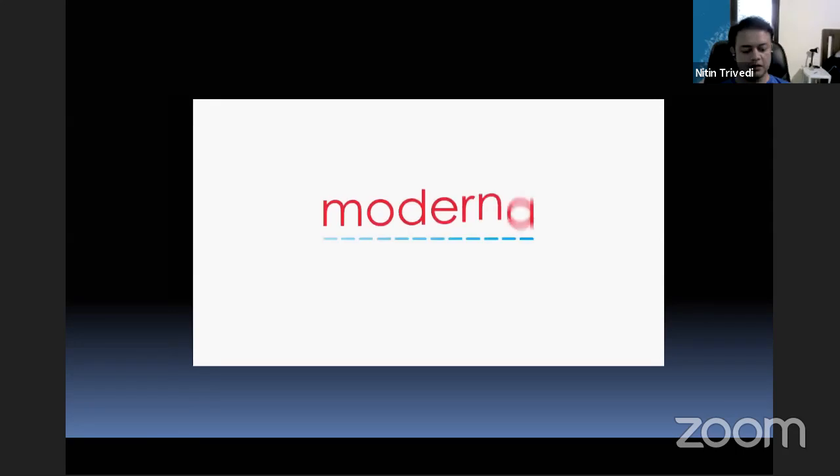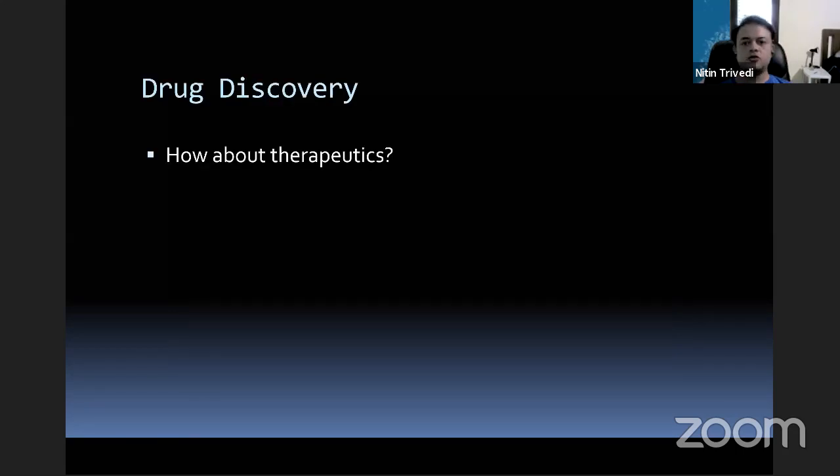Yes, so that is what the drug discovery is all about. So now coming to the second point of the drug discovery, it's not only about the vaccine. How about therapeutics? Therapeutics is basically about the medicine or the drugs for COVID, how to treat it. If you already got COVID-19, the vaccine doesn't work, right? Vaccine is to prevent it, right? So therapeutics have got two approaches.